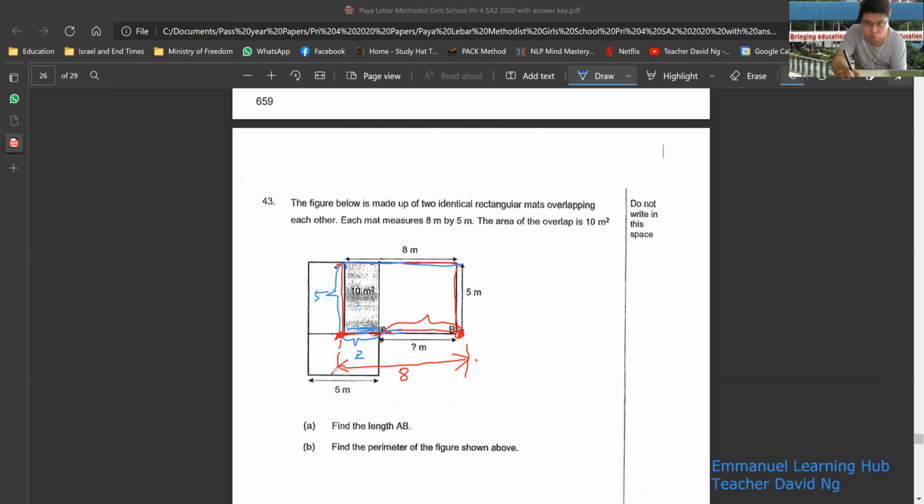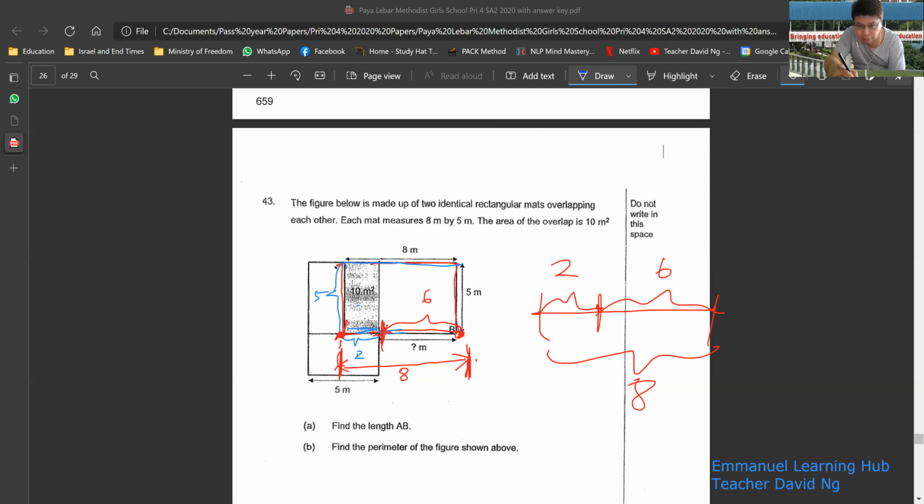8? No. How could it be 8? Here to here is 8, here to here is 2. You understand my question or not? This whole thing is 8. Here to here is 2. So here to here is how many? Not 2 minus 8, 8 minus 2. 8 minus 2 is 6. Understand? So what's the length of AB?